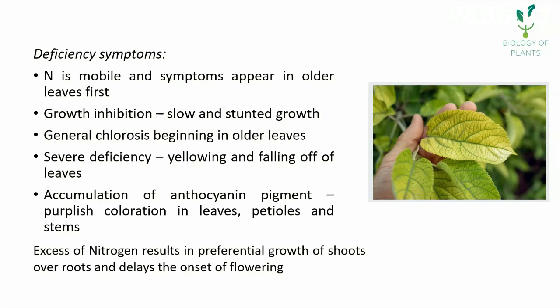Also, it is interesting to note that an excess of nitrogen results in preferential growth of shoots over roots and delays the onset of flowering.